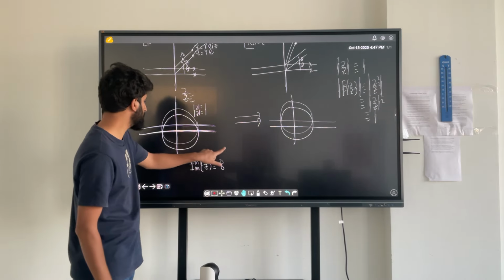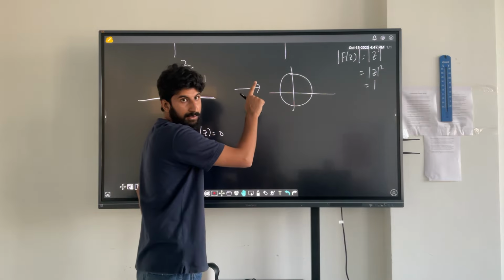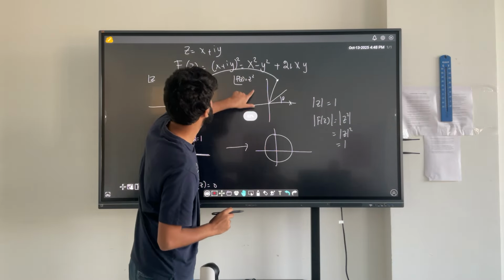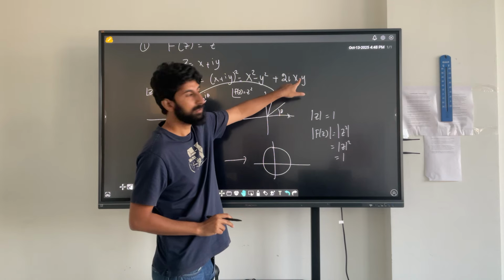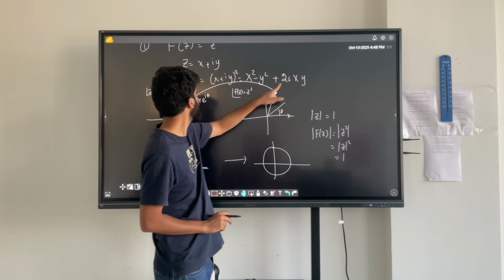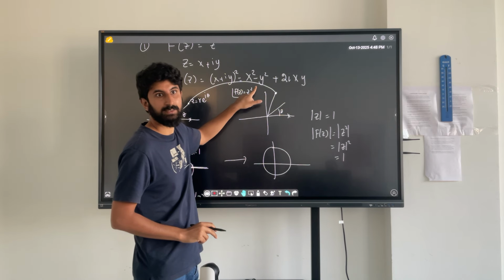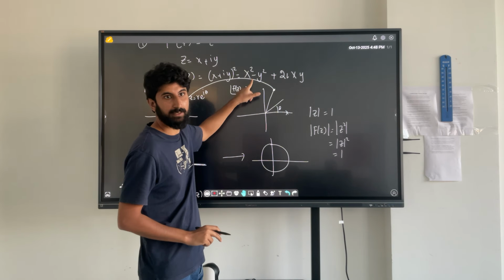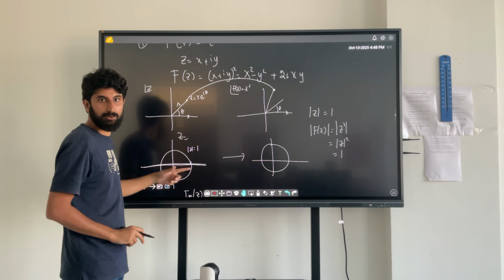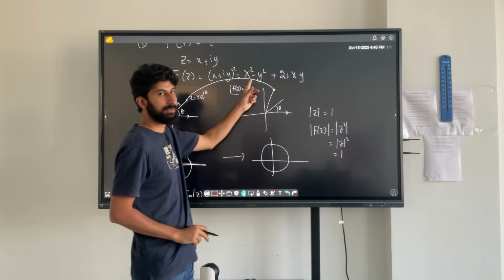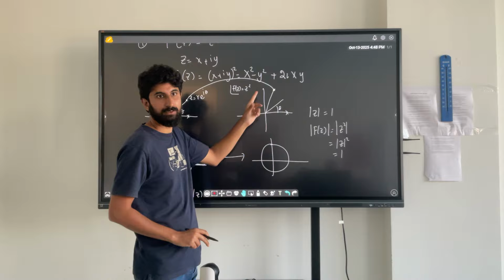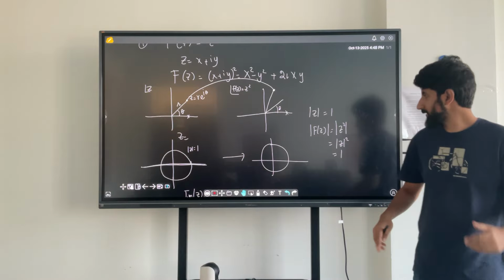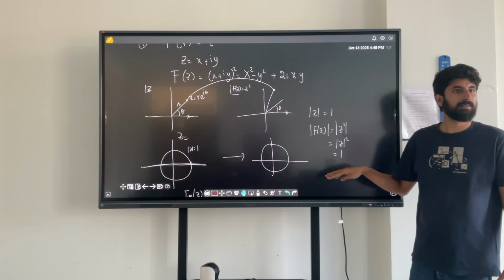What about z square? Where would this line go? The imaginary part of z is 0, so y is 0. If y is 0, what is f of z? It is basically x square. If z lies on the real line, then f of z is x square, which is still a real line. It's not a parabola, it's still a line, and these points form a line.